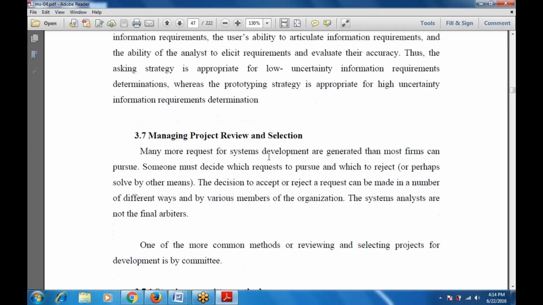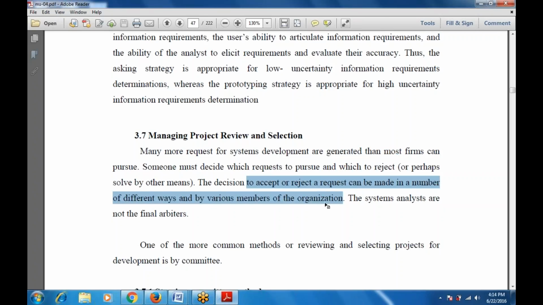So many more requests for system development are generated than most firms can pursue. That means most firms can pursue only some of the system development requests generated, and someone must decide which request to pursue and which to reject. Out of the available resources and alternatives, it is the responsibility of the system analyst to decide which project is fruitful for selection or review.